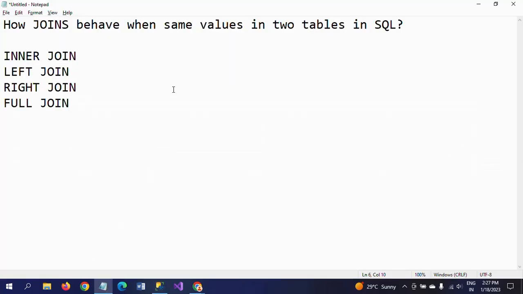Hope this video will help you in knowing the inner join, left join, right join, and full join concepts, and how they behave when there are same values in two tables.